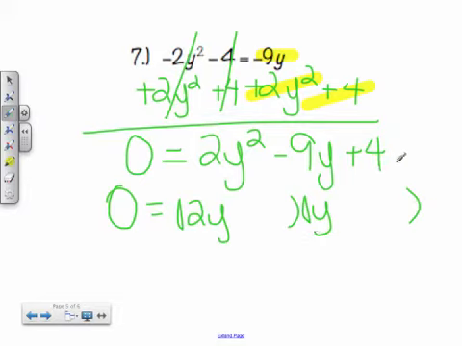And then right here, I'm going to look for 2 numbers that multiply out to give me 4. I could use 4 and 1, or I could use 2 and 2. Let's try 4 and 1, see what happens. So I'm going to put a 4 here, and I'm going to put a 1 here.